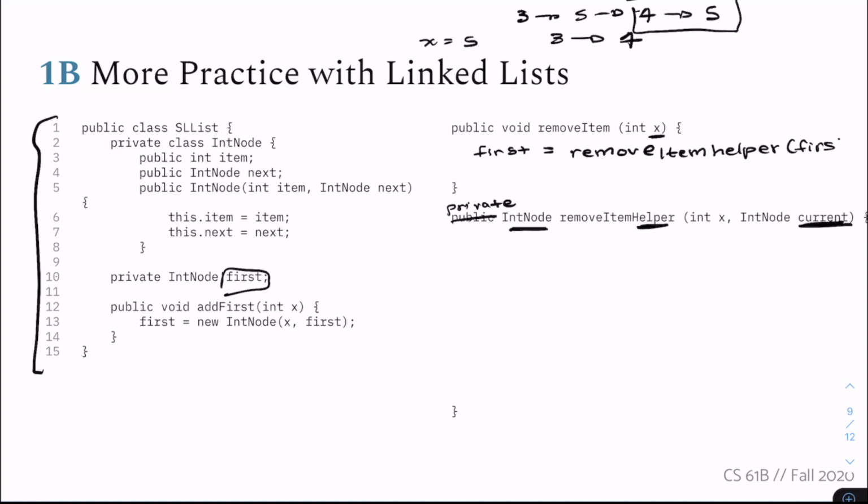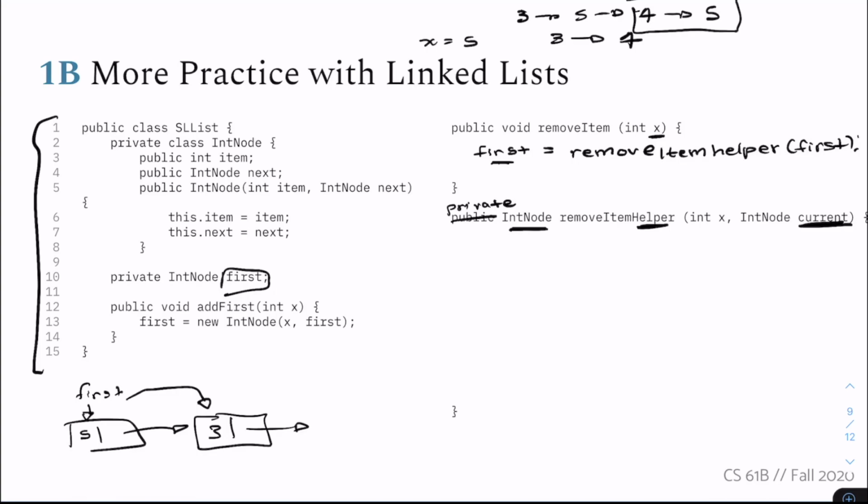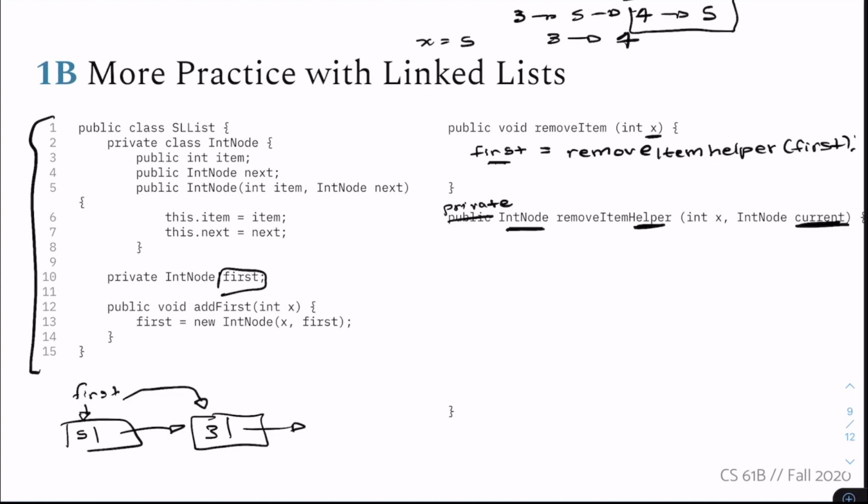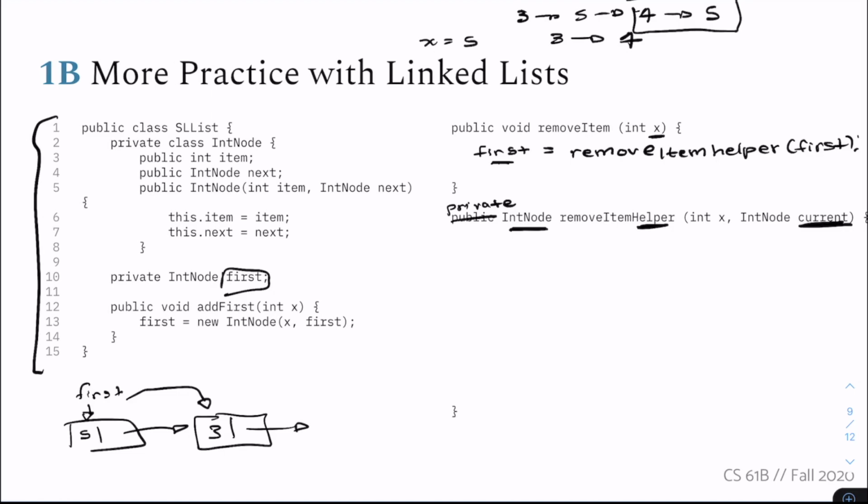first. And the reason I set first equal to that is, let's say the first node is a 5 in that case above, right? Well, right now, first points to this node. But if we're removing that node, we have to set first equal to whatever else becomes the new first node. So we have to set first equal to whatever gets returned from remove item helper. This will become a little more clear as we do remove item helper.